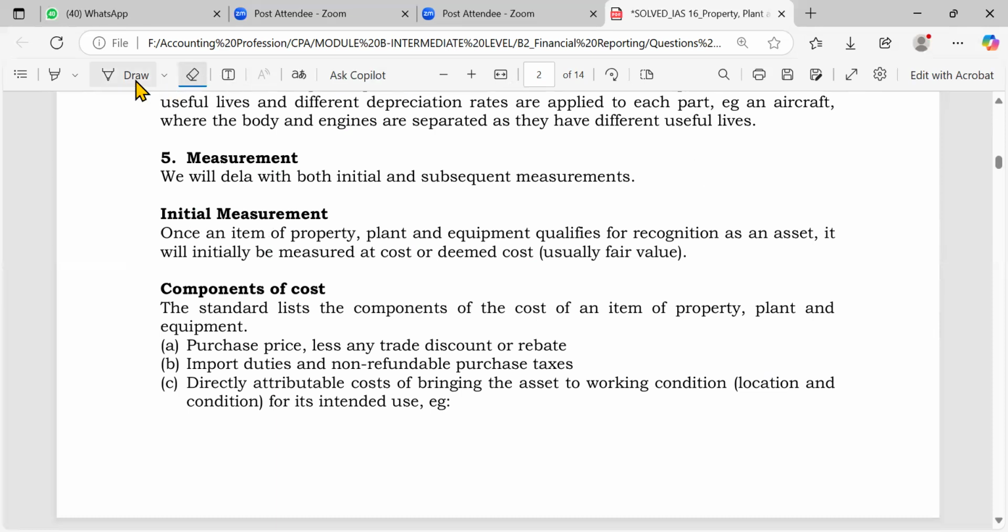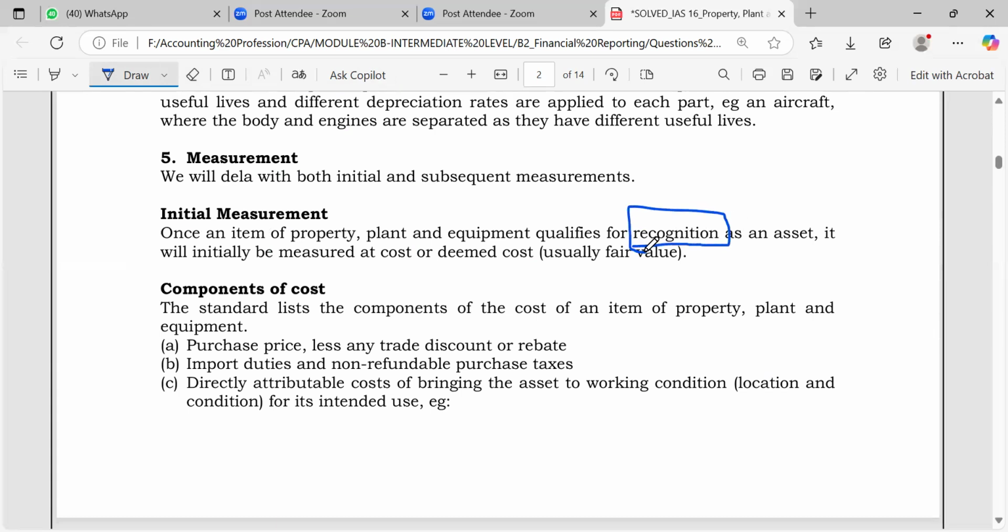That's why you see here that they tell, initial measurement: once an item qualifies for recognition, as I told you that it has already met those two criteria for recognition, now you need to know at what amount to measure it, right? Now you look at these components. Let me ask one thing. You told me that you ever studied management accounting, right? Whenever we speak of a product, we usually have three main components, right? We have direct materials, cost.